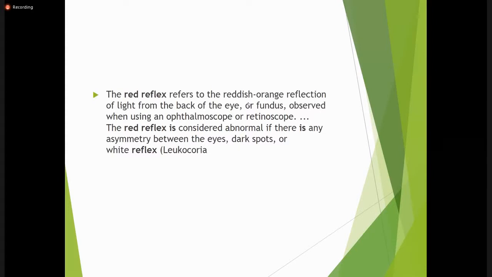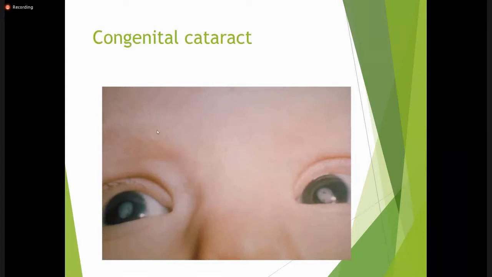What is the red reflex? The red reflex refers to the reddish-orange reflection of light from the back of the eye, or fundus, observed when using an ophthalmoscope or retinoscope. The red reflex is considered abnormal if there is any asymmetry between the eyes, dark spots, or a white reflex. White reflex means there is an opacity and you cannot see the red reflex. Red reflex is usually observed on ophthalmoscopic or fundus examination. This is the corneal opacity or congenital cataract, which appears as a white opacity within the pupil.